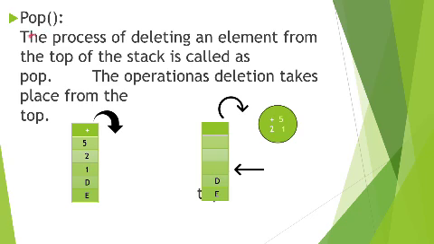Here comes the pop. The process of deleting an element from the top of the stack is called pop. The deletion takes place from the top. If we see this particular diagram, the plus is the topmost element and here it is also called the top element of this stack. After deleting plus, the top comes to 5 after decrement of 1. And if we see in this particular diagram, the top is D. After deleting D, E, there will be no more elements and we can't delete any elements.